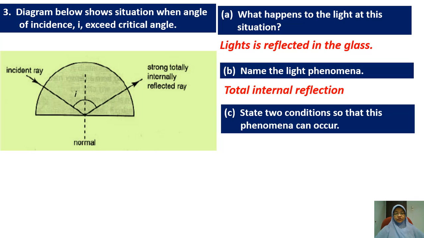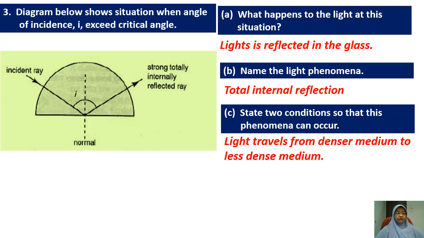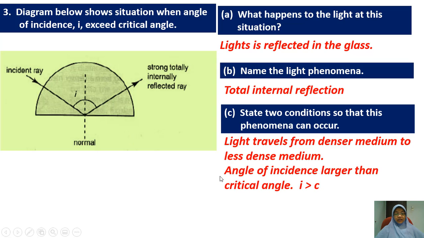State the two conditions so that this phenomenon can occur. First, light must travel from a denser medium to a less dense medium, from glass to air. Secondly, the angle of incidence must be larger than the critical angle. That is, i must be larger than c.